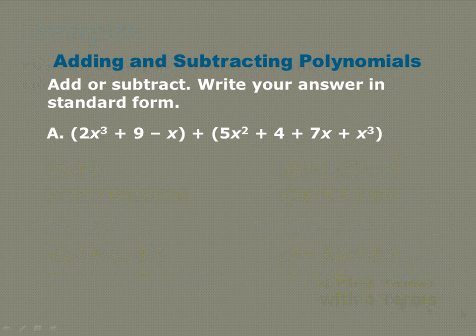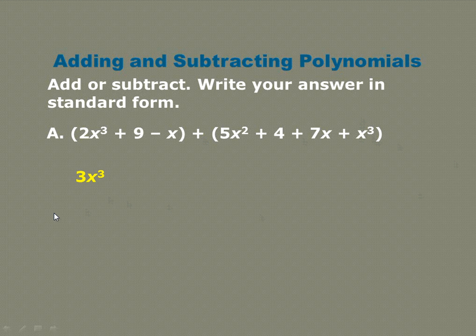Now we're ready to move on to adding and subtracting polynomials. When we write our answers, we need to make sure that our final answer is in standard form. So we need to find the largest exponent first. So when I'm looking at this, the largest exponent is 3 over here. When I look over here, also 3. So my first term should be x to the third. So I have 2x to the third plus another x to the third. That's a total of 3x to the third.